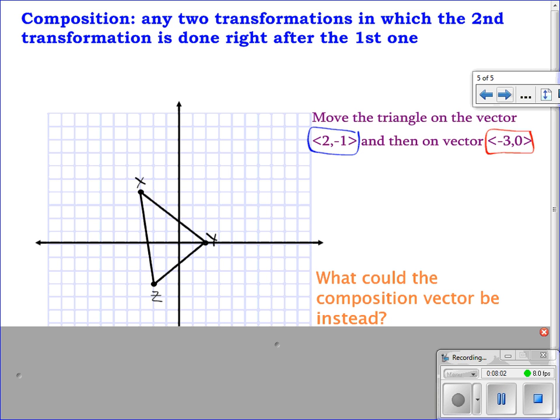So let's talk about this first vector, what two directions we're moving. The 2 means go right. The -1 means go down. So we're going to go 2 to the right and 1 down on all 3 points. So we'll go 2 to the right, 1 down. That's our x prime, our y prime, and z prime. So move each corner separately, and that moves the whole triangle.